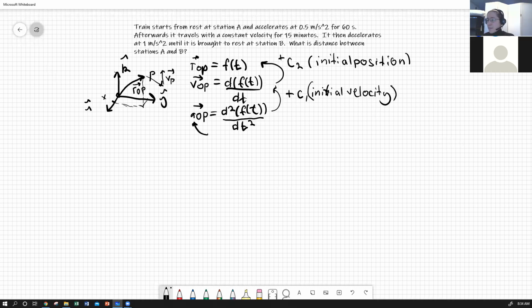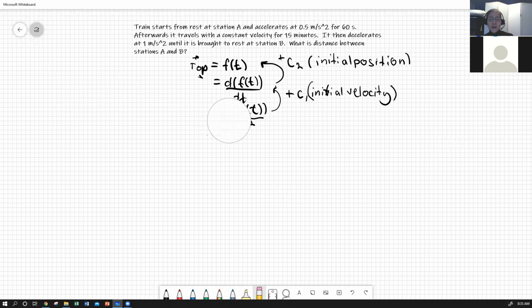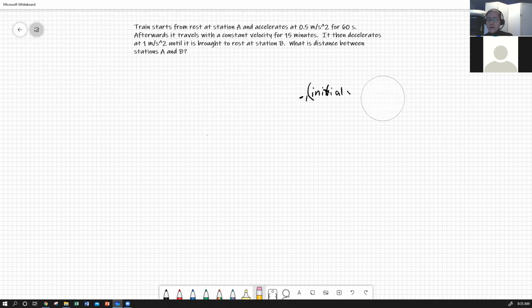It was 0. And now I need a starting position. Where did I start? Well, I'm going to call it station A 0. So I got a 0. Because we broke up our train movement into different regions, I started the time and the distance clock at 0 within each of those regions. And that helped me simplify my initial conditions in all cases.